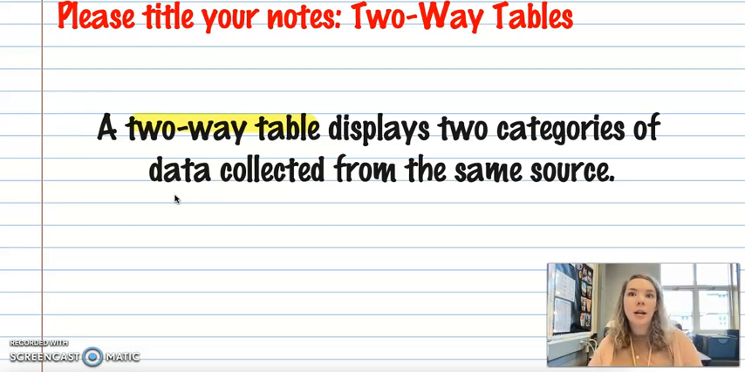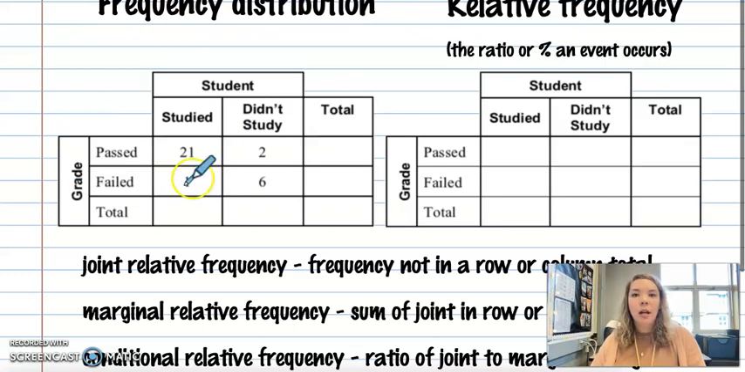A lot of times that source would be a person. So you're asking them two things about one person. That's not always the case, but it is often the case. So let's go ahead and take a look at an example.